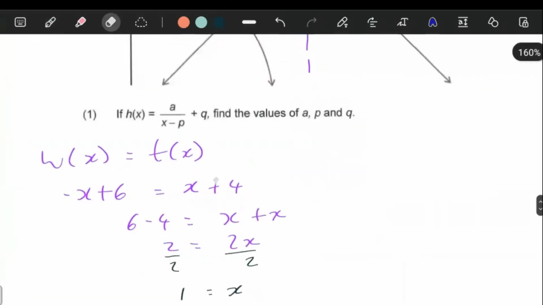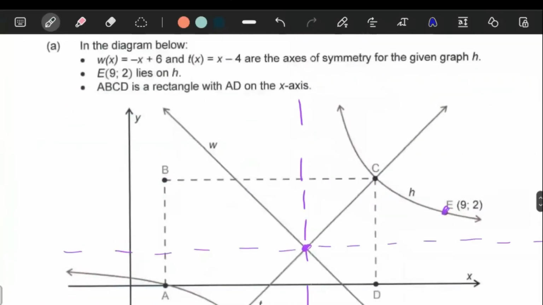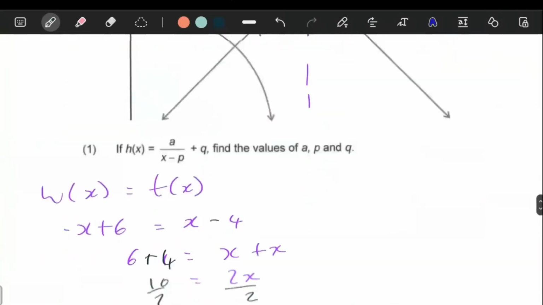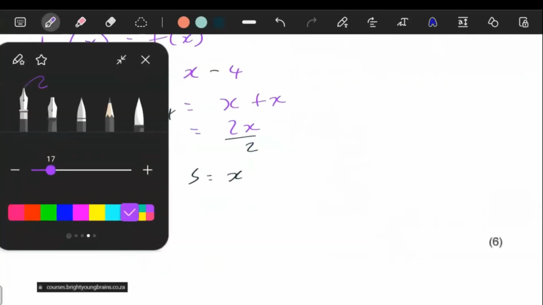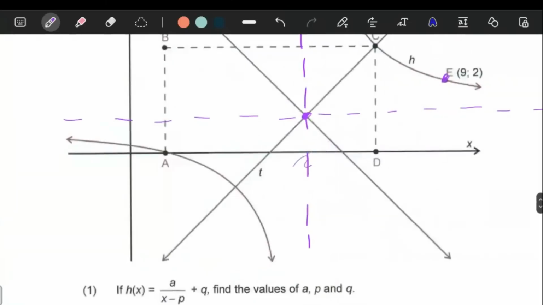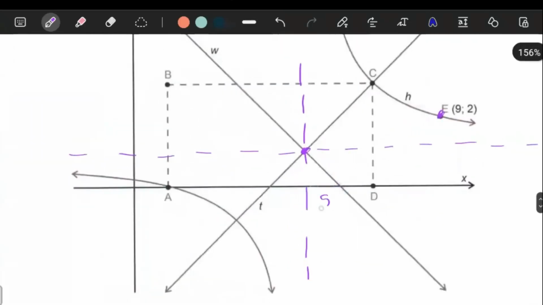No, I wrote it wrong. Plus 4, which will give you a 10. 10 divided by 2 is a 5. I don't know why I wrote it incorrectly, but if you get answers right, don't just take them. Check if it logically makes sense, because this cannot be a 1 if this is a 9. This sketch looks fairly to scale. But anyway, the x value here is a 5.